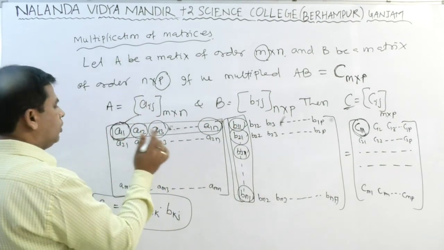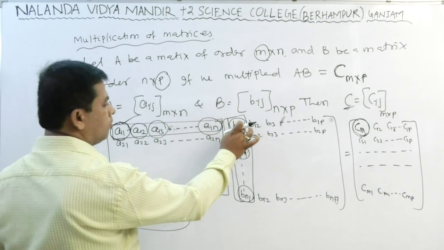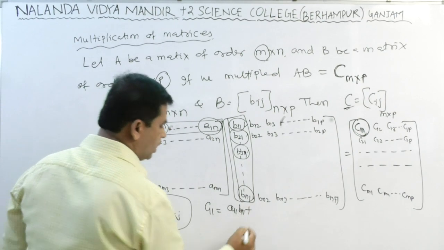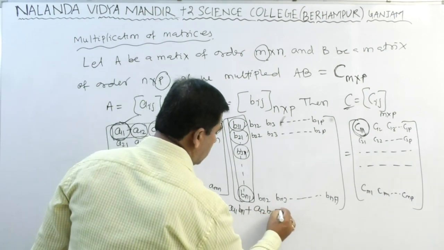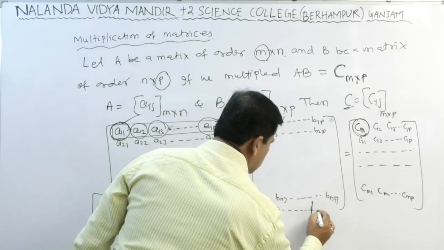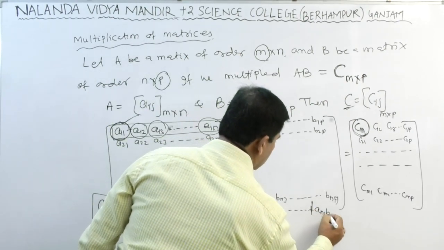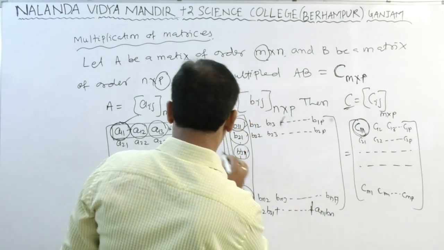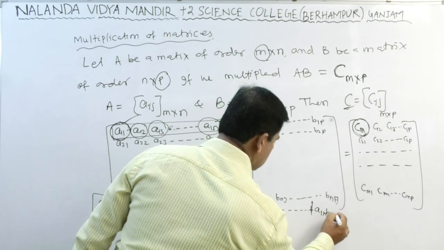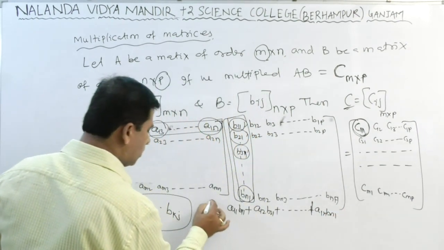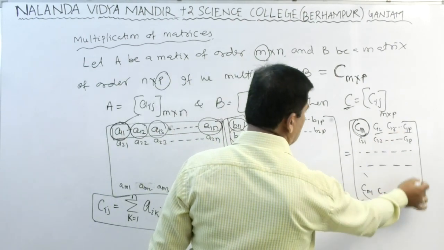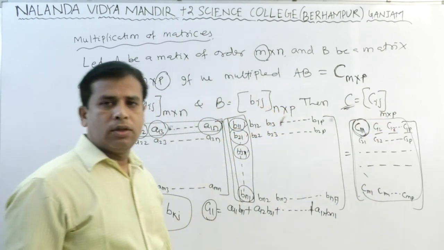Then we add them, so C11 is equal to A11 into B11 plus A12 into B21 plus dot dot dot plus A1n into Bn1. This is the first row, first column. Similarly, you can define the first row, second column, and so on, all the elements of C. Okay?